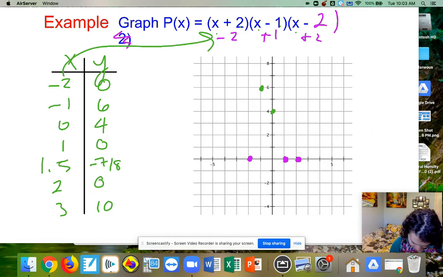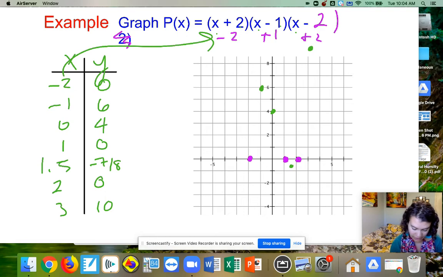1.5 is -7/8. So somewhere like here-ish maybe. And at 3, you're at 10. So like up off the graph. And then I probably should do -3 to see whether you're down below or up. And then you want to think about end behavior.